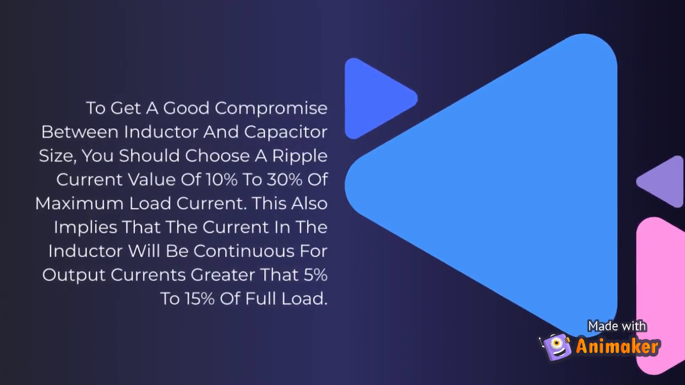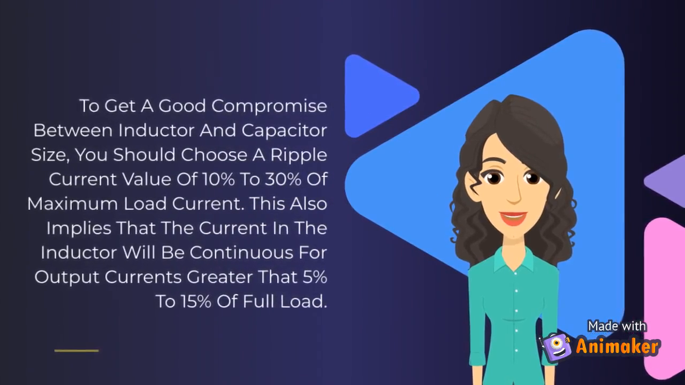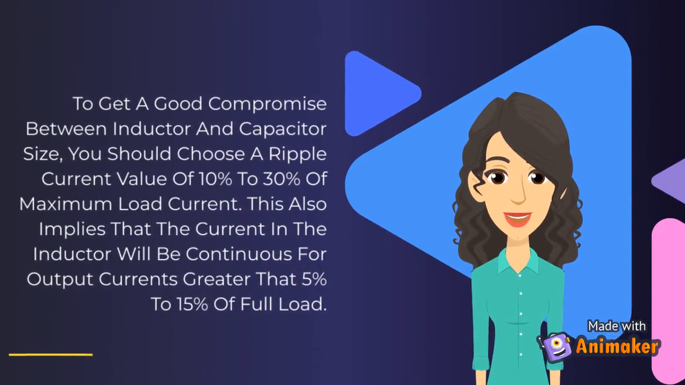What size inductor do I need? To get a good compromise between inductor and capacitor size, you should choose a ripple current value of 10% to 30% of maximum load current. This also implies that the current in the inductor will be continuous for output currents greater than 5% to 15% of full load.